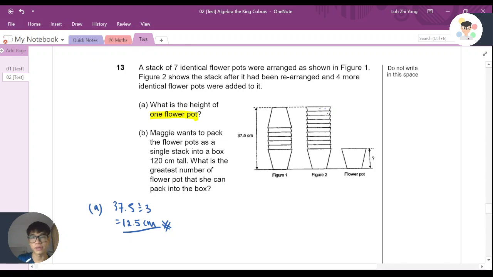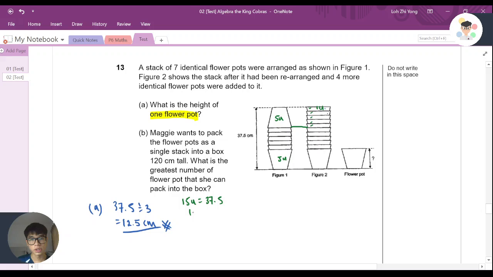If you're an algebra person, okay? Oh, I know that one pot is equal to 5. So 1, 2, 3, 4, 5, right? So I know this is 5 units because I consider this as 1 unit. Here is also 5 units. So total up I have 15 units. So you say 15 units is equal to 37.5.